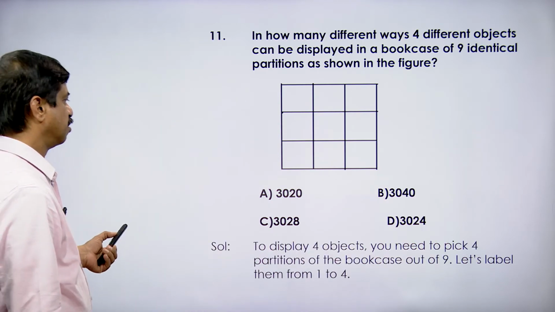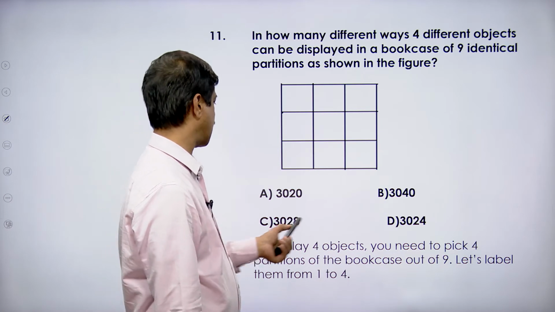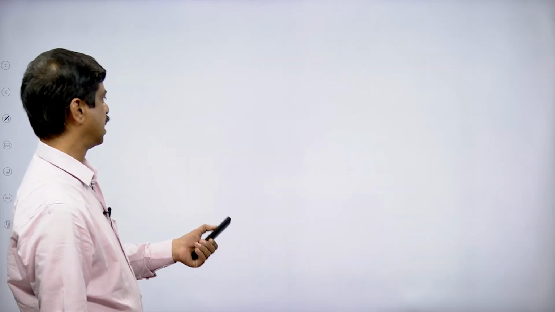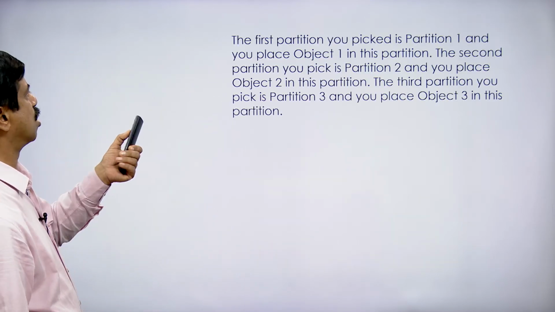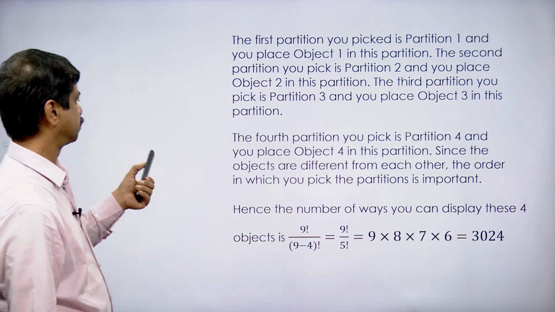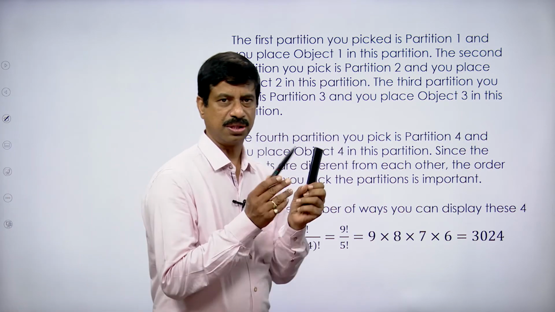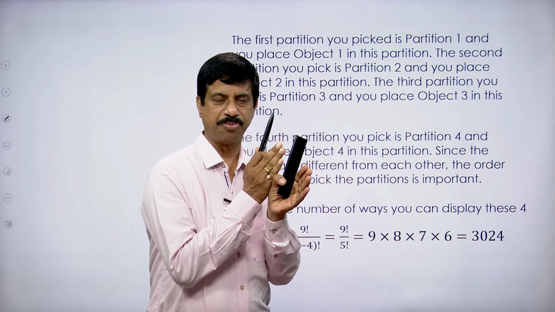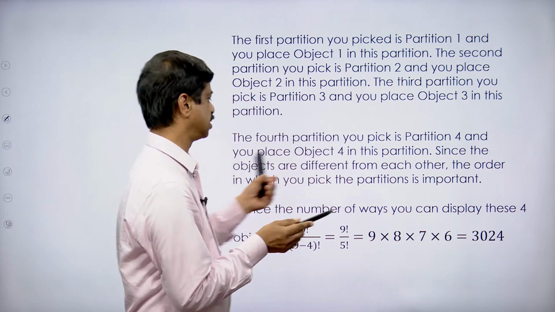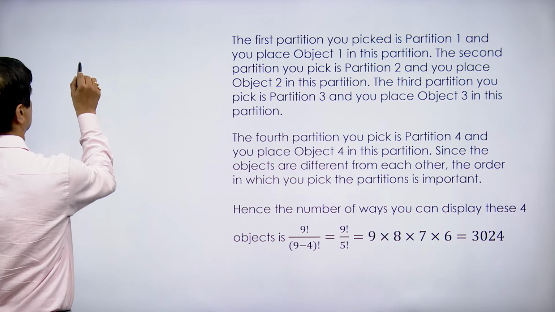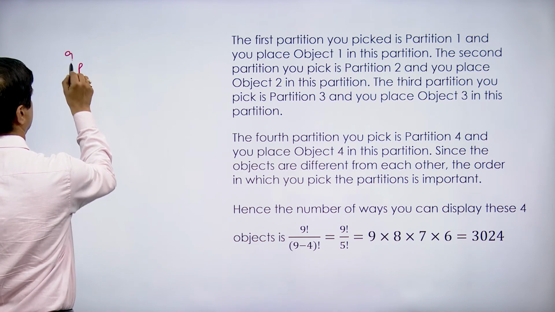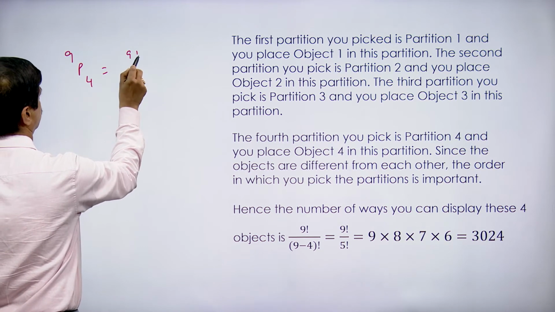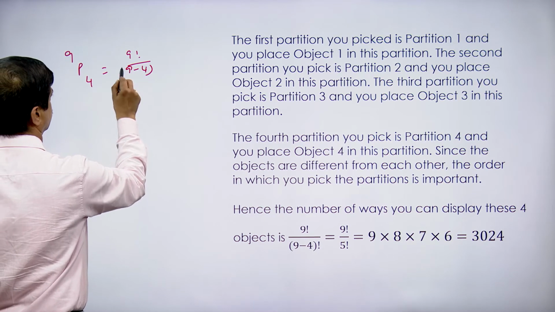So now 4 objects should be picked out of 9 every time, and let's label them as 1 to 4 or whatever it is. There can be a repetition of the kind of books. It is not non-repetition, so it should be permutations. So 9P4, 9 factorial by 9 minus 4 factorial.